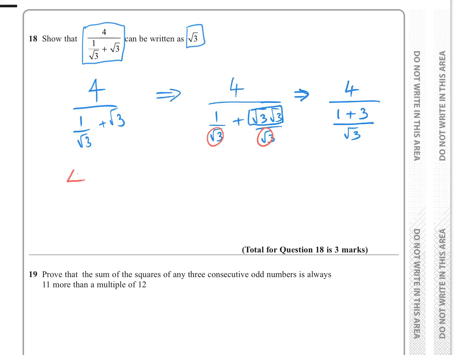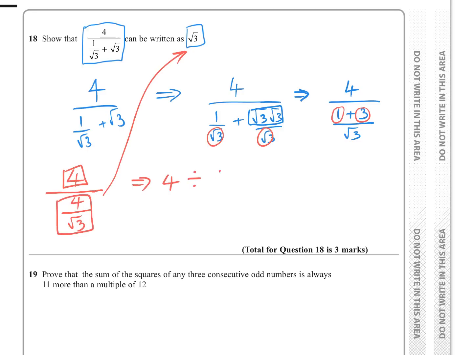And then just studying this a little bit more, I've got 1 plus 3, which is 4. Now, that looks a bit strange, and it doesn't look very much like this just yet, but it will do, trust me. So if we look here, let's make this line a little longer here. So this is the same as 4 divided by 4 over root 3.